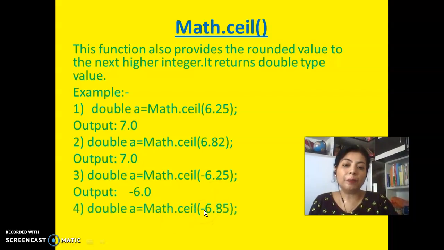Then the last example is minus 6.85. Obviously it is also minus 6, because if you make it minus 7, then we decrease the value, but our aim is always to increase the value. So that's why minus 6.